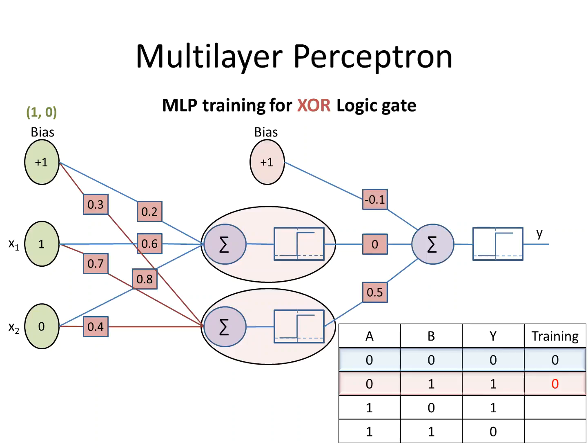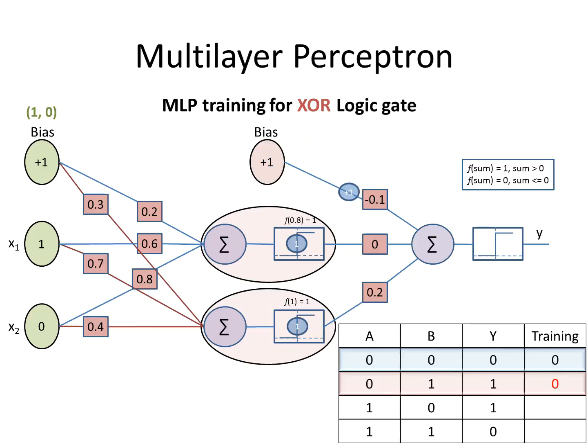For the output layer, we have modified the weight from minus 0.5 to minus 0.1, and the last weight from 0.5 to 0.2. So let's move ahead again, and the first neuron gives me the output as 0.8, which after passing through the threshold function gives me the output as 1. And for the second neuron in the hidden layer, it gives me the output as 0.3, 0.7 and 0, that is 1. So after passing through the threshold function, it gives me the output as 1.